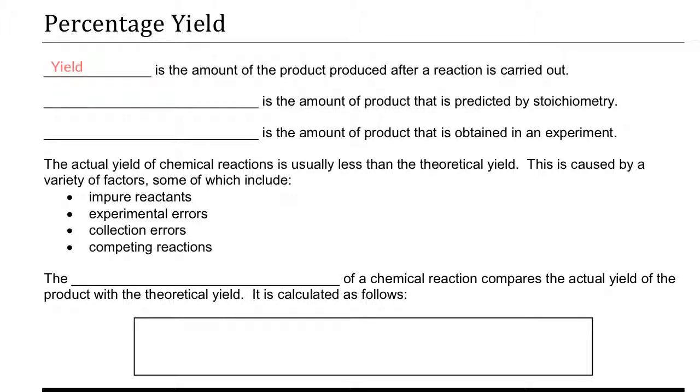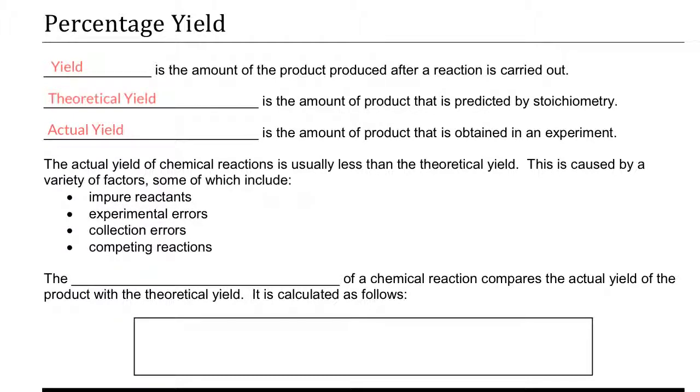When we talk about yield, we're talking about the amount of the product that's actually produced when a reaction is carried out. There are two ways of looking at yield. There's the theoretical yield, which is the amount of product that we would predict using stoichiometry, and the actual yield, which is the amount that's actually produced when you're doing an experiment. Often, the theoretical yield and the actual yield are not the same.